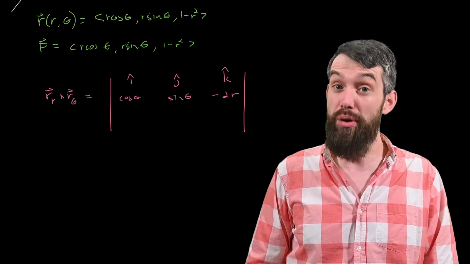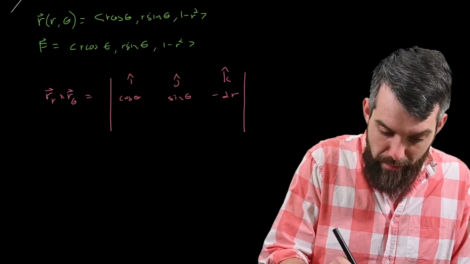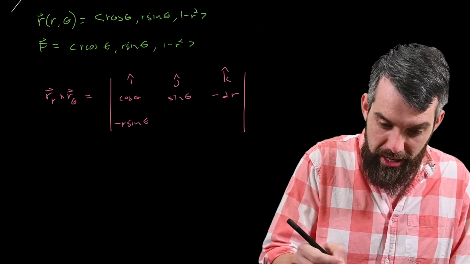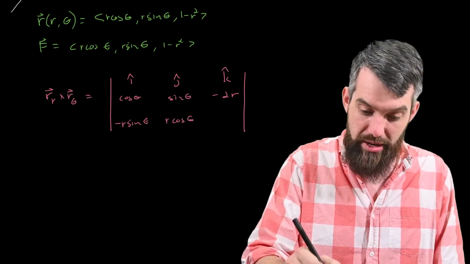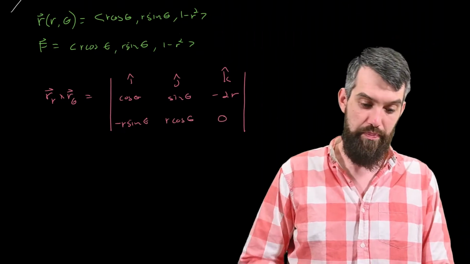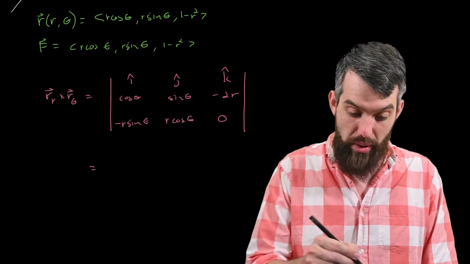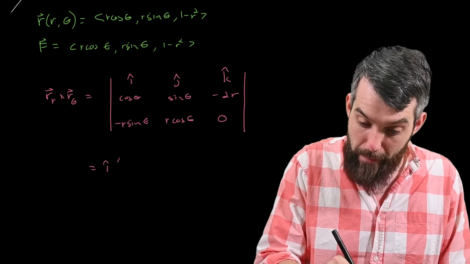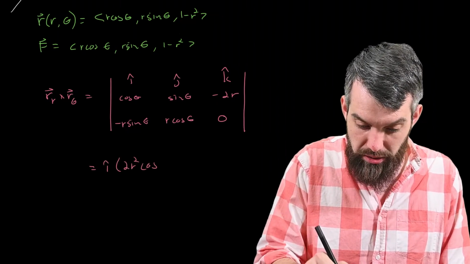Then for the third line, this is the partial with respect to theta. So I'm going to take a minus r sine of theta and r cosine of theta, and then just a 0 in that third component. This is straightforward to compute. So in the i hat, I'm going to have minus 2r squared cosine of theta.